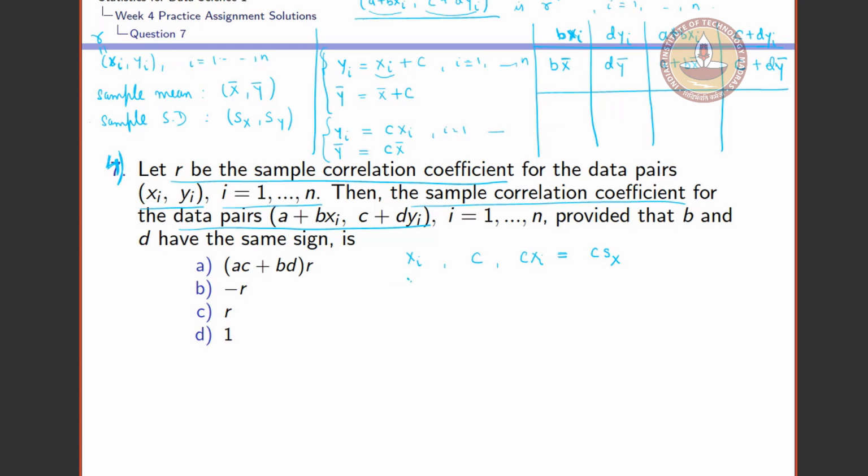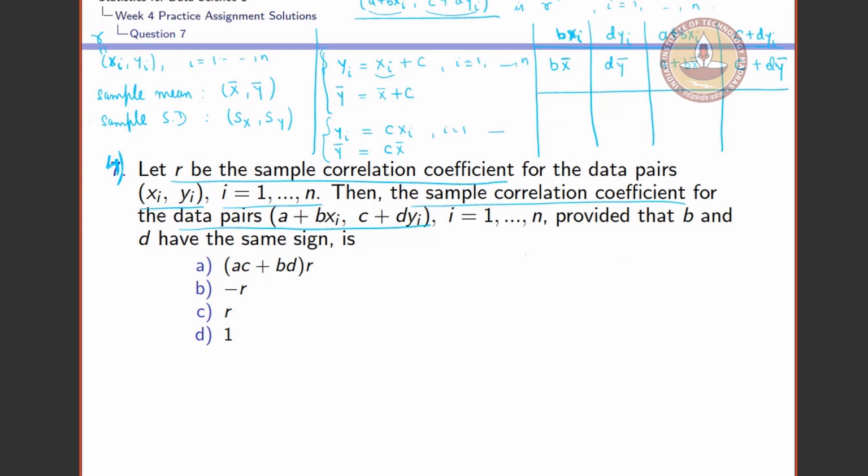Similarly, if yi was given and you are multiplying a constant. Now let's calculate the sample standard deviation for these data points a plus bxi and c plus dyi.